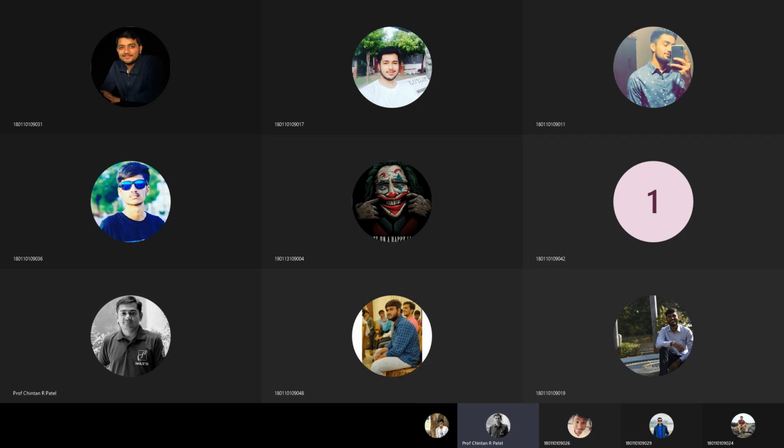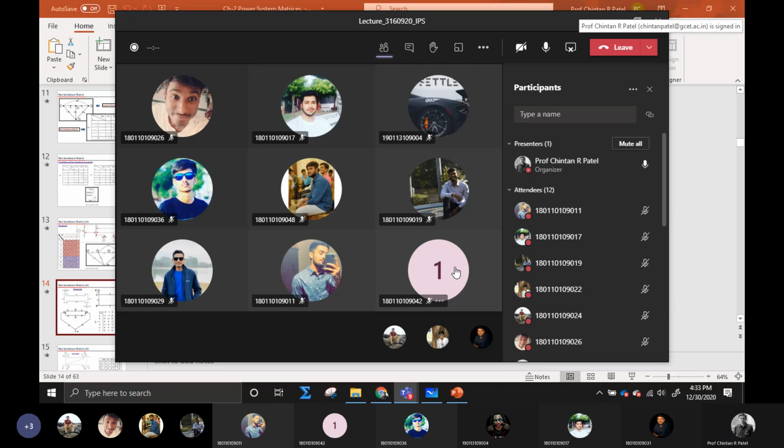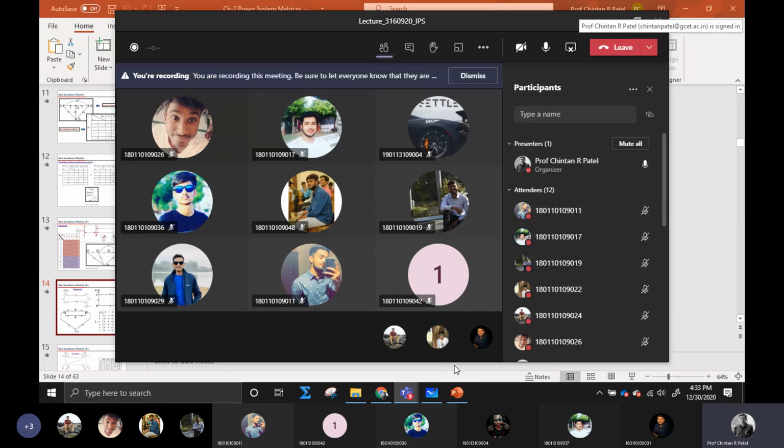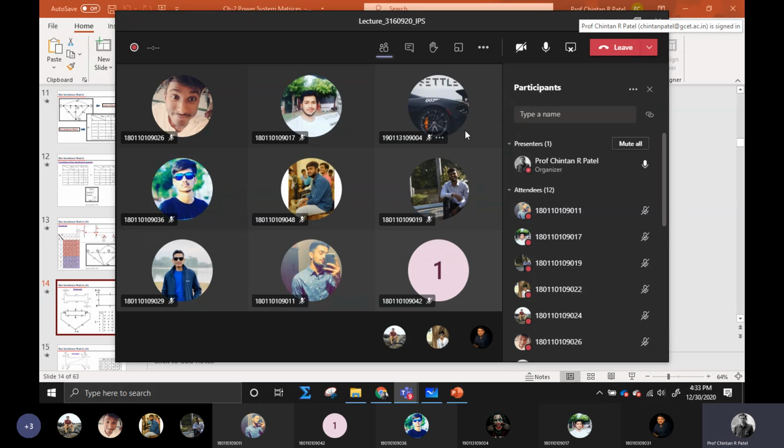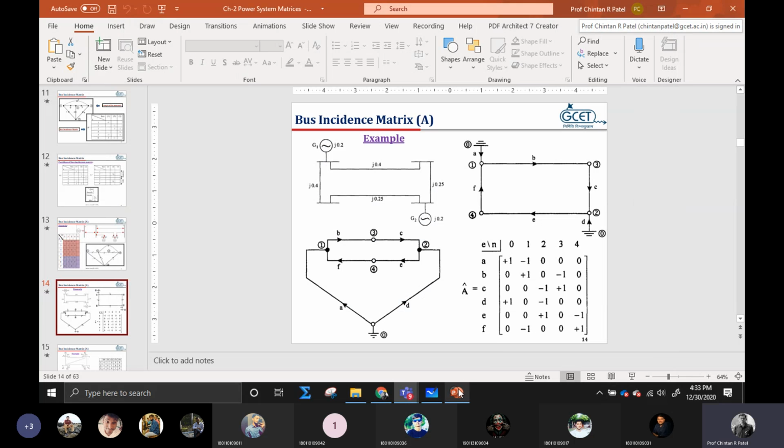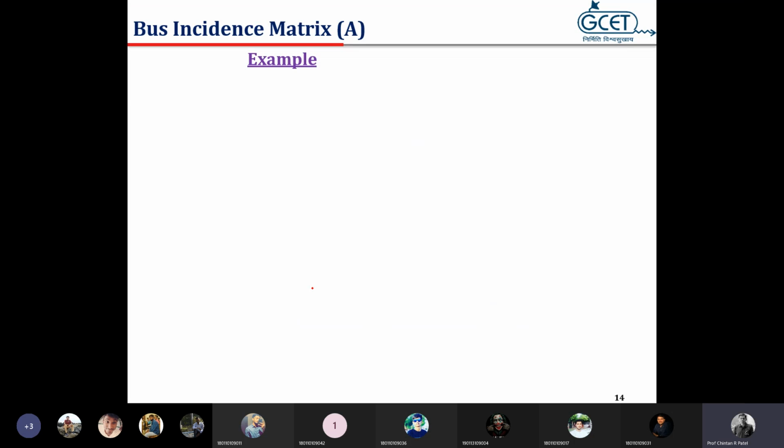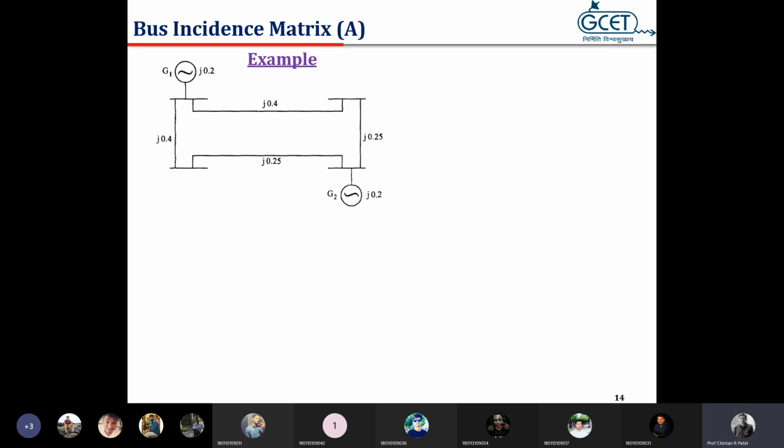Discussing power system matrices, in the last lecture we discussed the bus incidence matrix. We have solved a few examples. Let's solve a few more. So here a very simple system is given. I hope you have tried to form the bus incidence matrix of the system given in the last lecture.